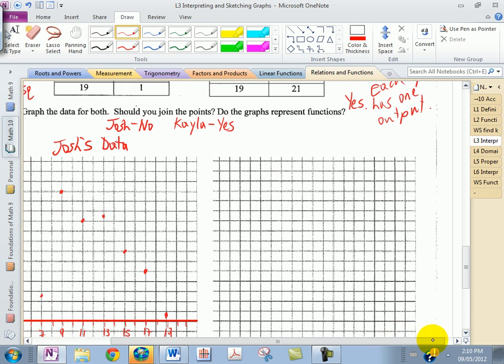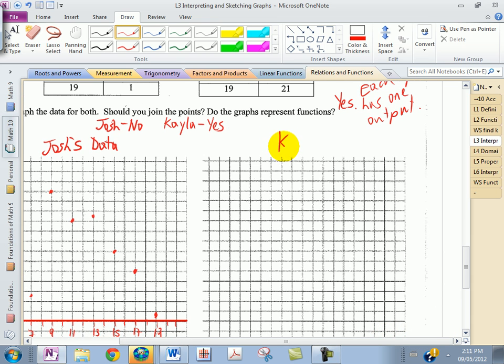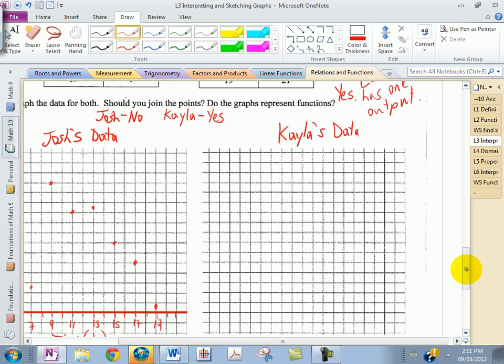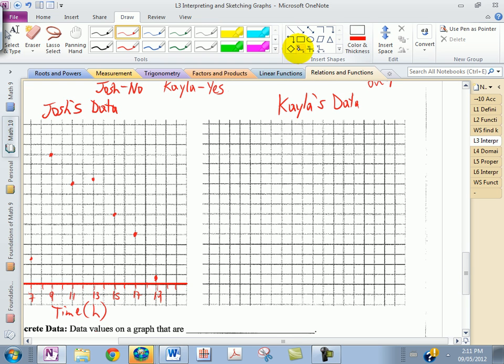What should we title the other graph? Yeah, Kayla. We know she's measuring temperature versus time. We don't know exactly what it is. Okay, so for her graph, we can do the same thing. Count the squares and set up our axes. All the awesome things that we like to do.